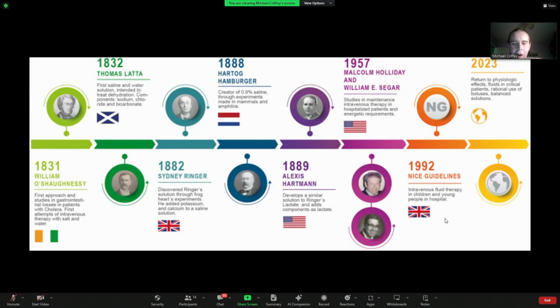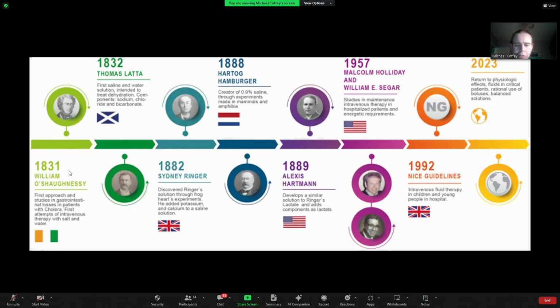So we go a bit into the history of these fluids and how we got to where we are. Basically, in the 1830s, in response to the cholera pandemic, we have two doctors in Scotland, William Shaughnessy and Thomas Latta. They are the first doctors to formulate and use salt solutions for treating these incredibly dehydrated patients with cholera, and they recorded that in landmark papers in the Lancet.